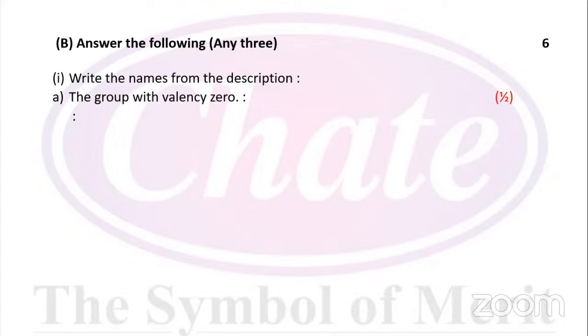Now, write the names from the description. So this is a direct question. You can guess that this question comes from the second chapter. Okay. The group with valency 0. So the group is 18. The name of that group, we call it the noble or inert gases group or zero group. Okay. So you can mention any one of the names.